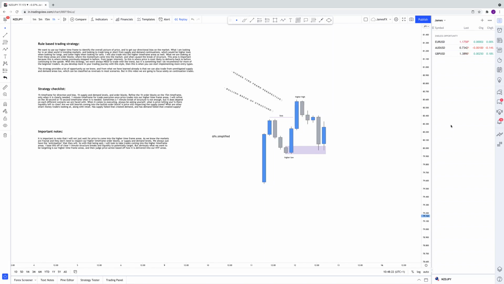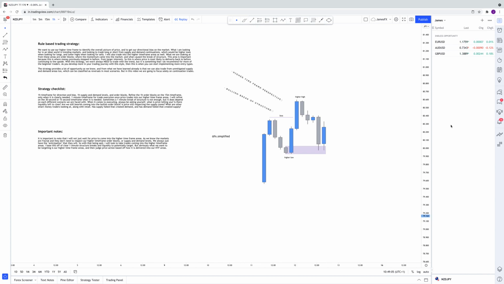So now that we've gone through all of the different concepts to the strategy, I think it's important that we actually start putting things together and talk about the rule-based strategy, the checklist, important notes, and essentially try and keep our discretion to an absolute minimum, and really be having a rule-based sort of strategy and a checklist for us to be looking at before entering trades. So we're going to go through some of the rules, and we take it from there. Then we get into some examples after.